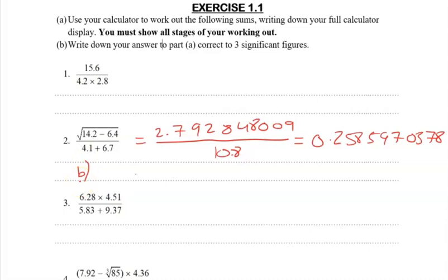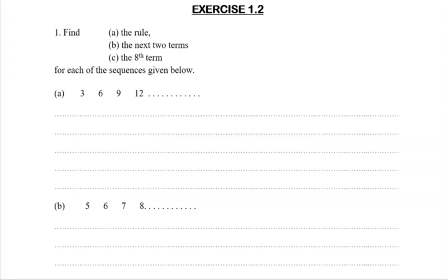figures. Now the first significant figure is the first non-zero number, so ignoring the 0 that we have here, we start counting from the 2. 1, 2, 3. Now we round the 8 up as the number after it is 5 or more. So we're going to get 0.259. Exercise 1.2. Now this is on sequences in general.